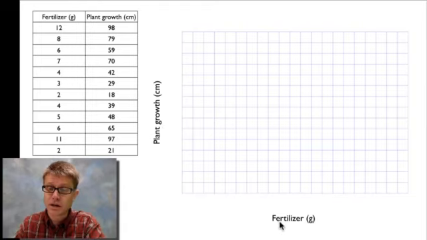Notice that I've also put what I'm measuring and then the units that I measure it in. So fertilizer is going to be measured in grams, and I put that in parentheses. Likewise, plant growth is going to be on the y-axis, and then I put that measuring in centimeters.